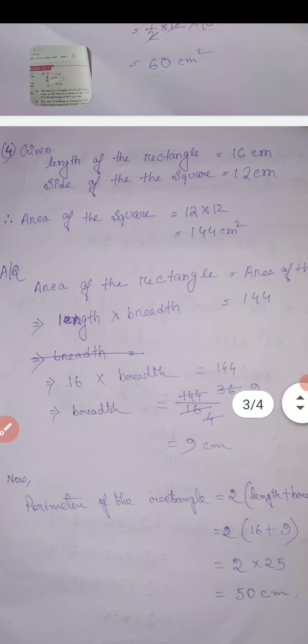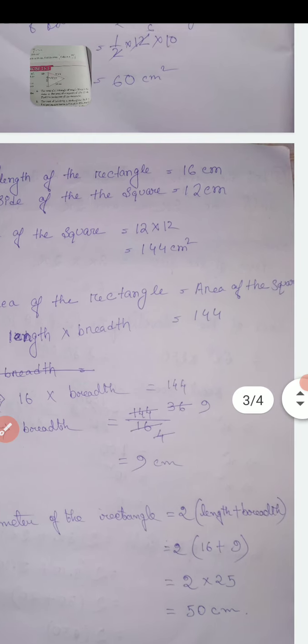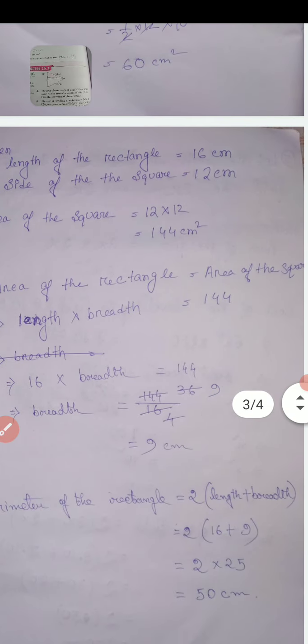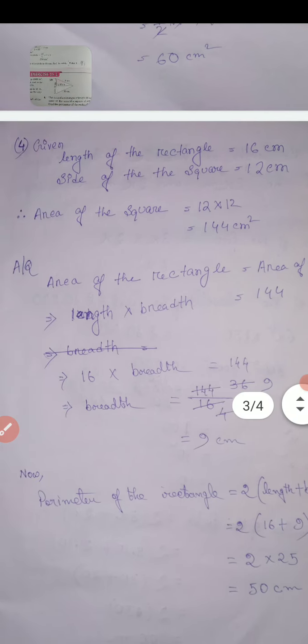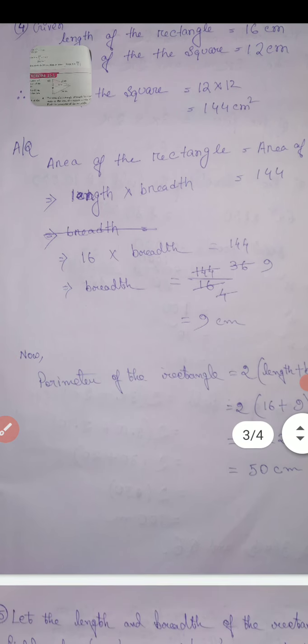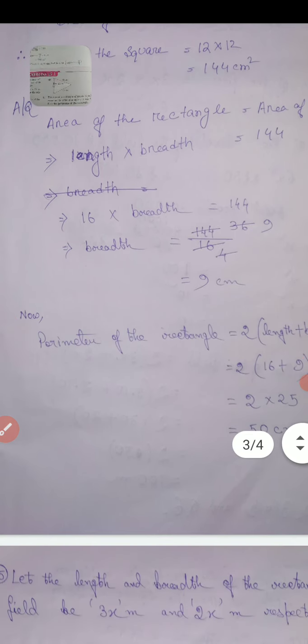Now according to the question, the area of the rectangle is equal to the area of the square. Area of the rectangle, we know, is length and breadth. Since in the question they have said that both the areas are equal, the area of the rectangle will be length into breadth, which is equal to 144. Length is given, and we have to find out the breadth. So length is 16, breadth will be what? 144 by 16, which gives us 9 cm. This will be the breadth.